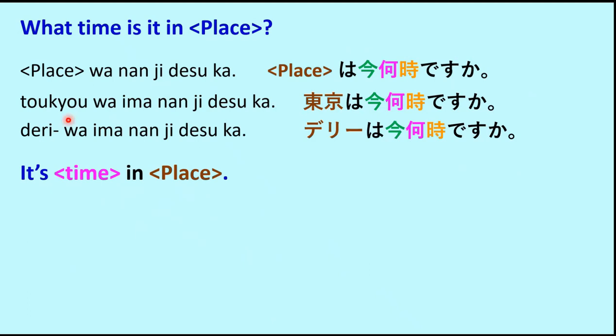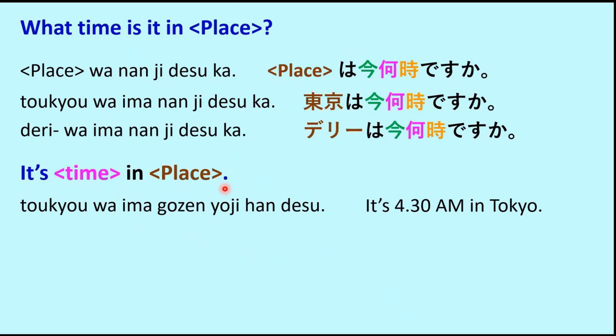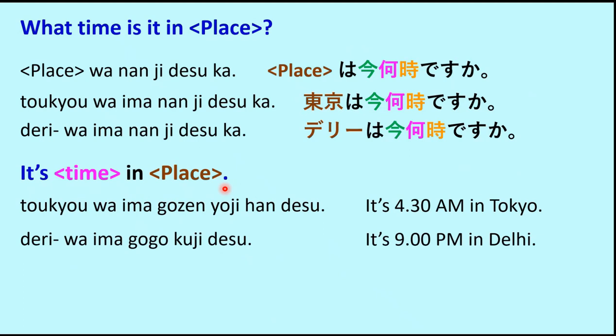So what does that mean? Tokyo wa ima nanji desu ka? What time is it now in Tokyo, or what time is it now in Delhi? So the answer will be in the form, in the structure, it's time in place. So Tokyo wa ima gozen 4時半 desu. It's 4:30 a.m. in Tokyo. Delhi wa ima gogo 9時 desu. It's 9 p.m. in Delhi.